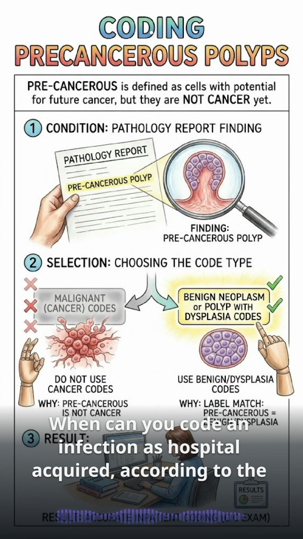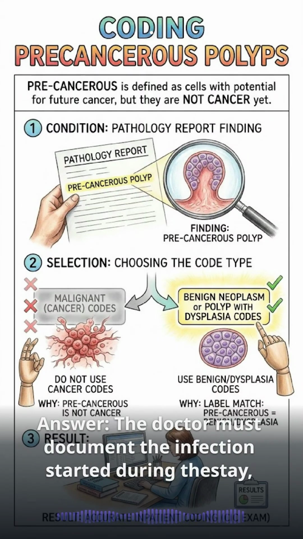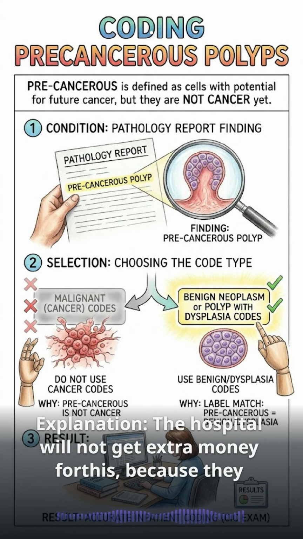37. When can you code an infection as hospital-acquired, according to the official inpatient coding guidelines? The doctor must document the infection started during the stay, and the POA indicator is N. The hospital will not get extra money for this, because they caused the infection by accident.